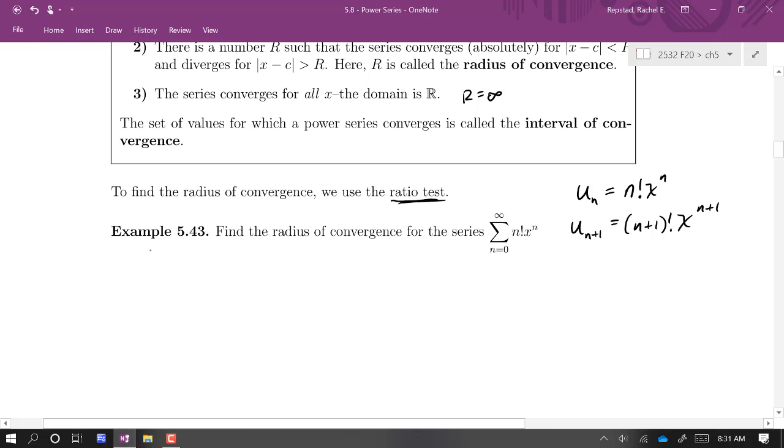So we'll just note first, this involves powers of x. So we know that it converges at its center, and that center is 0. So we know it converges at x equals 0.